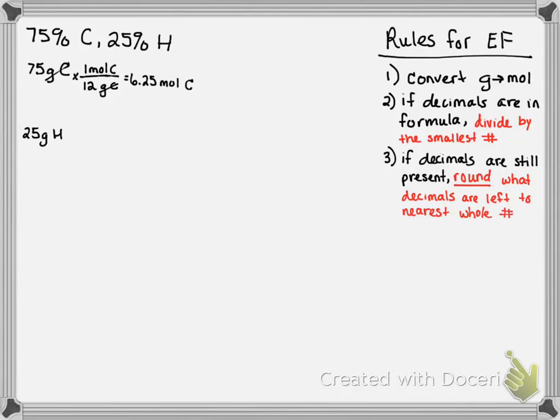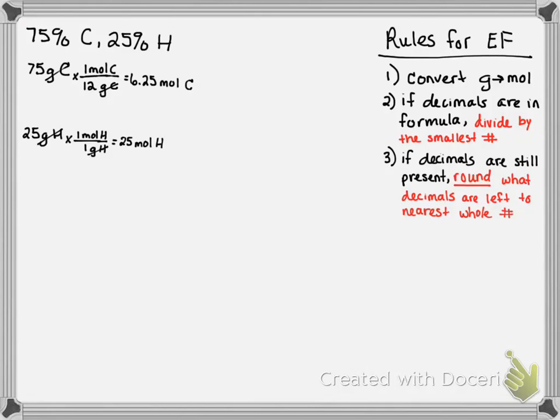Doing the same process for hydrogen, we have 25 grams of hydrogen to start out with, and 1 mole of hydrogen is going to be equal to the mass of hydrogen, which is 1 gram. Canceling out your units and then dividing, we get 25 divided by 1 is 25, and the units that are left, moles of hydrogen.